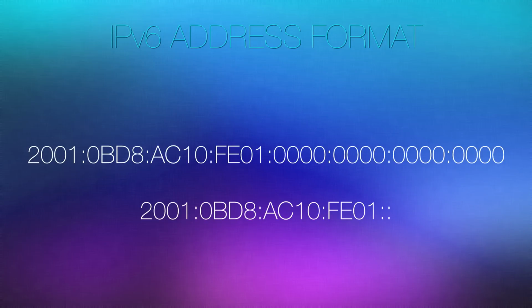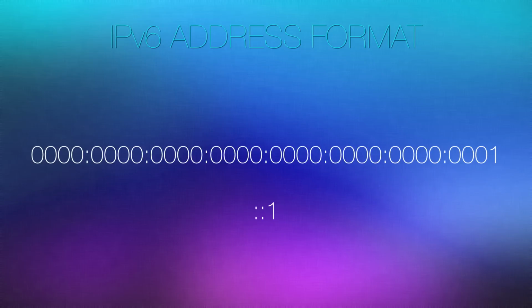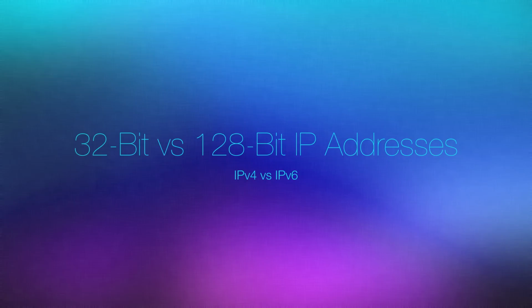So let's take a look at another simple example. If we take these consecutive groups of zeros out, and in the one group with the number 1 in it, if we take those leading zeros out, technically this big address can be simplified with ::1. So that is a general look at the IPv6 address format. And overall, that's a quick overview of 32-bit versus 128-bit IP addresses, or IPv4 versus IPv6.